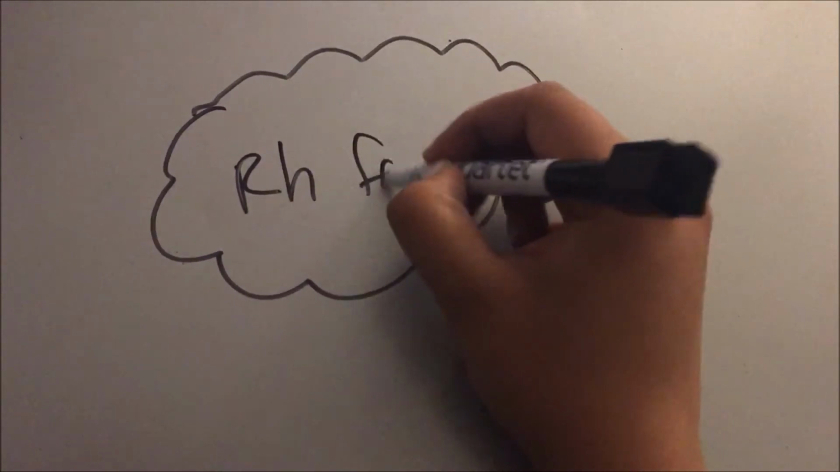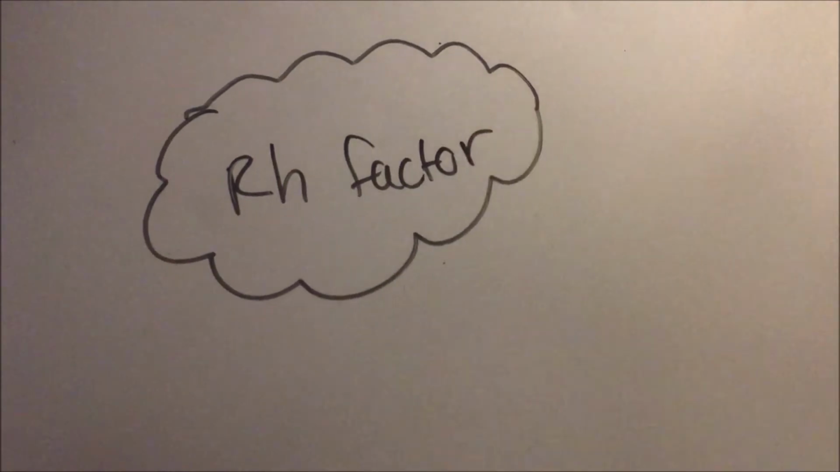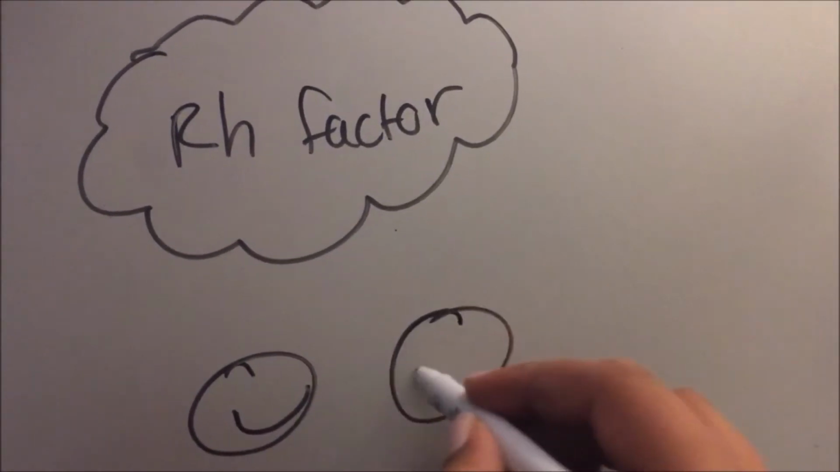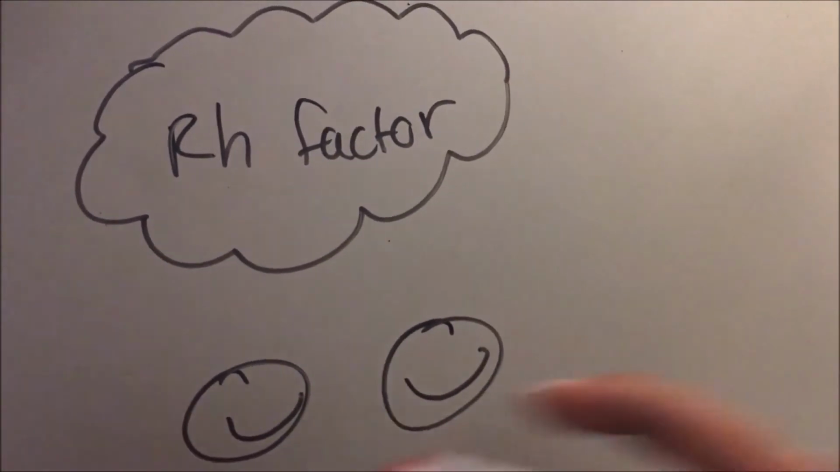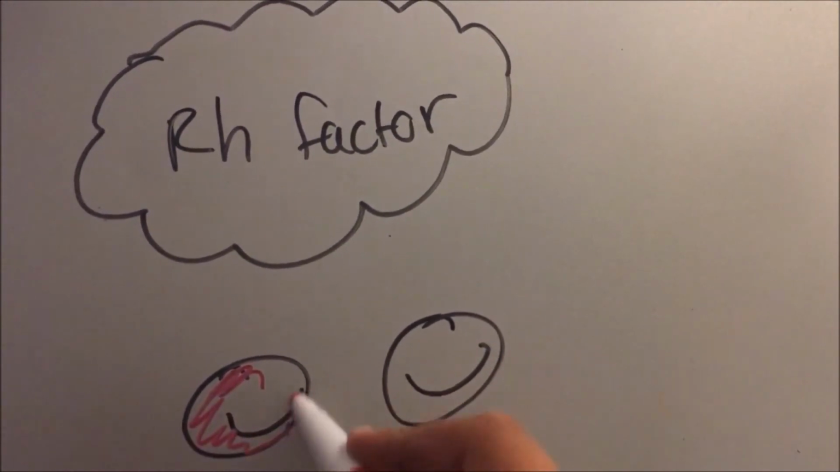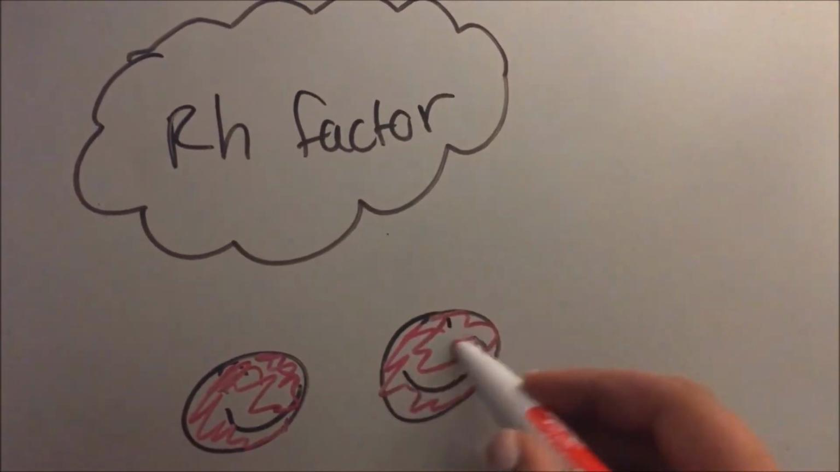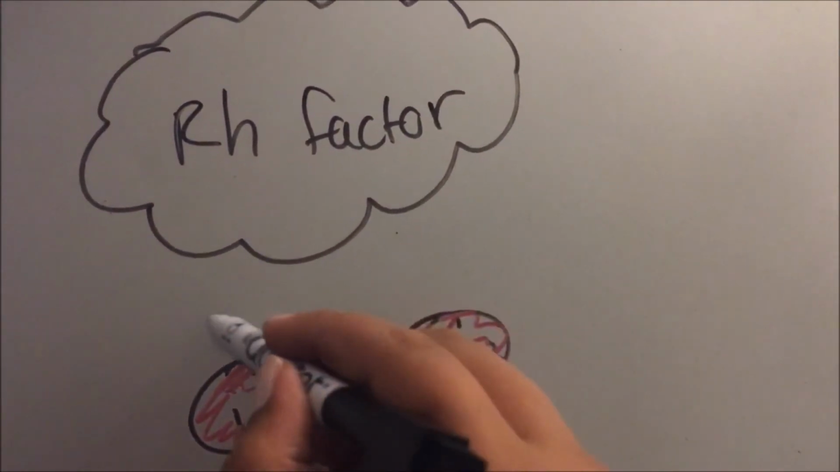The Rh factor is another classification of the red blood cells. It is inherited as a protein and found on the surface of red blood cells. The red blood cells can either be Rh positive or Rh negative depending on if they carry the protein on their cell surface.